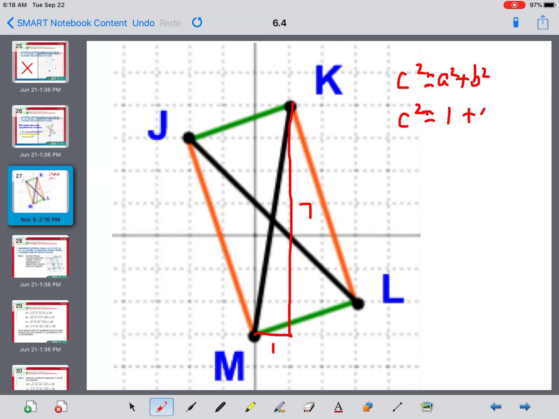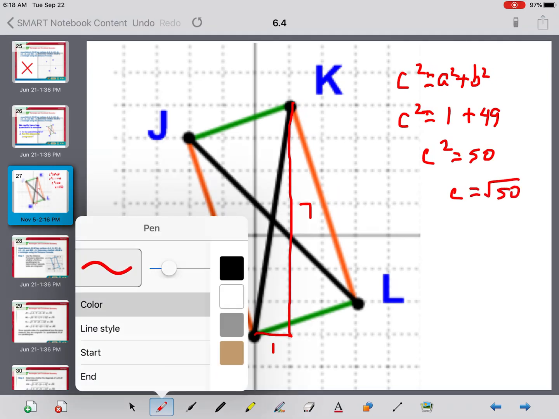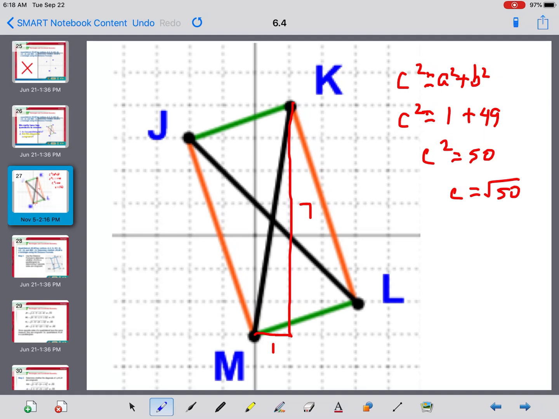So c squared is equal to 1 squared plus 7 squared. C squared is equal to 50. So c is equal to the square root of 50. Yeah, I believe I was right. After all, it just looked really wrong for a second there.